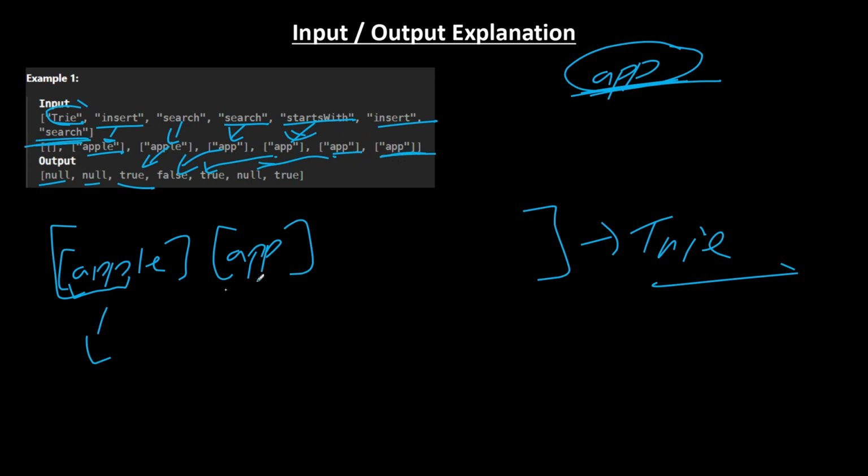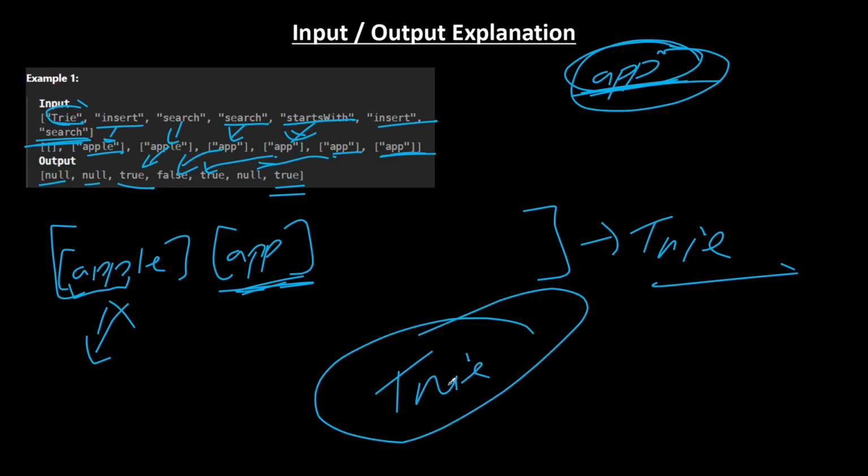After that, there is a search operation for app. So we have to basically search this complete word in the trie. Apple does not equal app, but we have app in itself in the trie, so it will return true at the end. So this is how the operations should work in a trie. I hope you understood the input output explanation. Now let's move to the next slide.